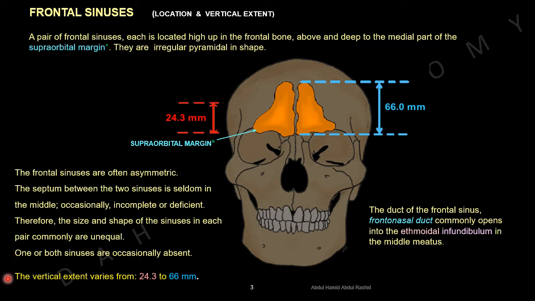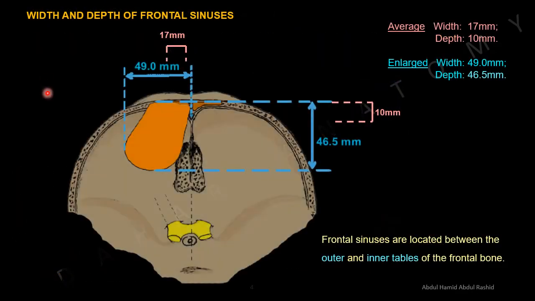The vertical extent varies from 24.3 to 66 mm. The duct of the frontal sinus, the frontonasal duct, commonly opens into the ethmoidal infundibulum in the middle meatus. We are going to talk about this one later. This is the superior view of the anterior cranial fossa. Frontal sinuses are deep to it.